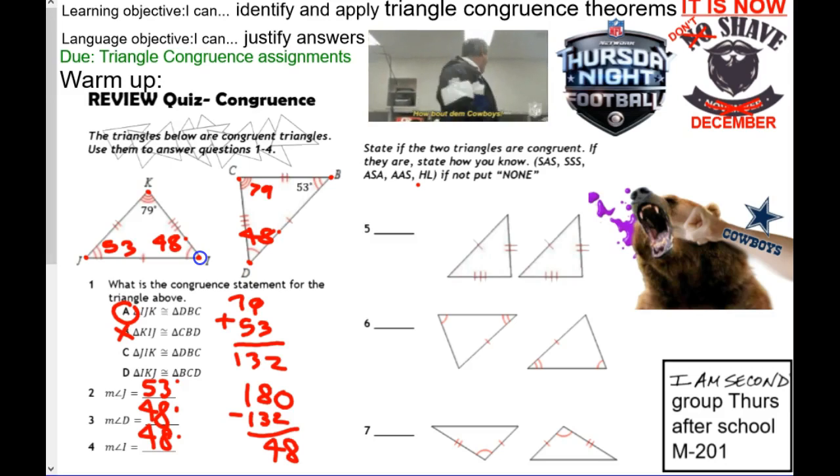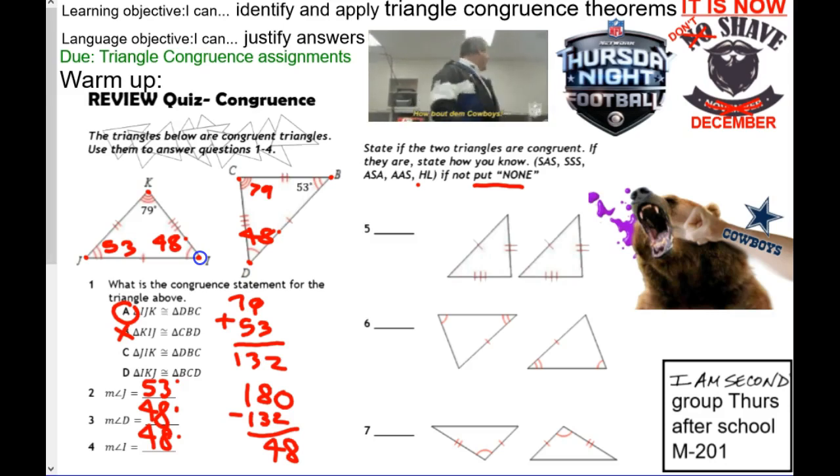Hypotenuse leg. So HL. Now the other one you can't use is ASS, bad word, and you can't use AAA. Those two are no. You can't use them. If it's either of those, you put none. Just remember, the booty word only works for a right triangle, and you write HL instead.